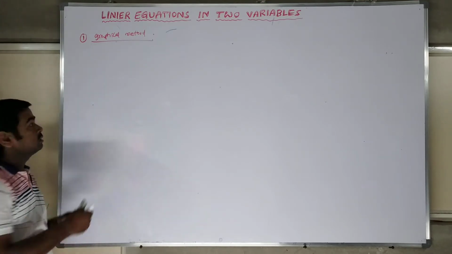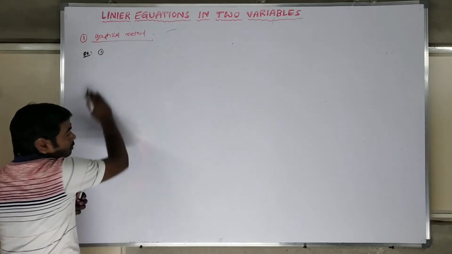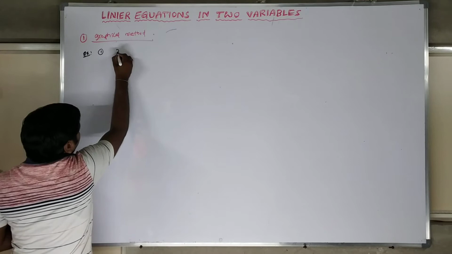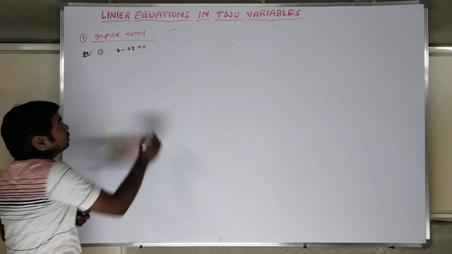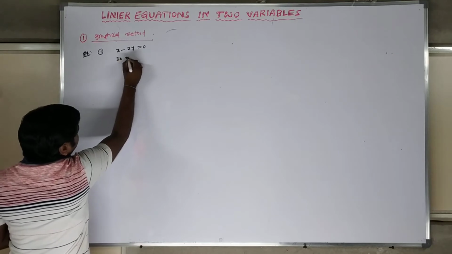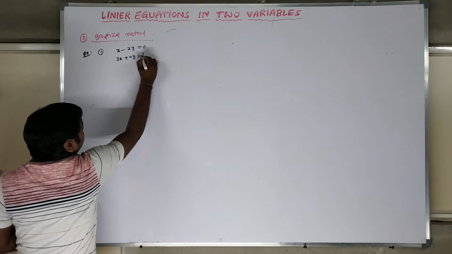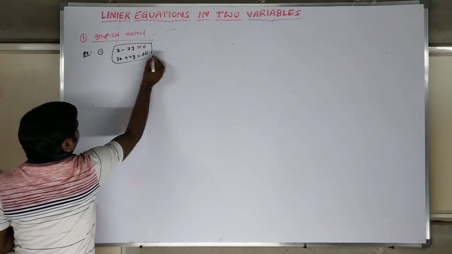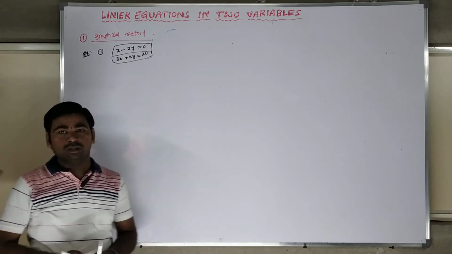So let us go for an example. Example 1 I am taking. Here I take x minus 2y is equal to 0 and 3x plus 4y is equal to 20. So this is a problem. Solve this problem by using a graphical method.